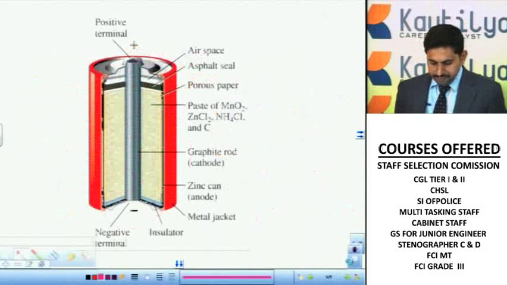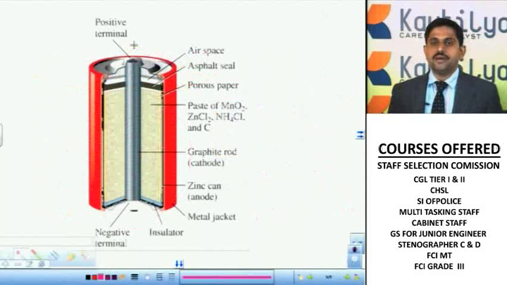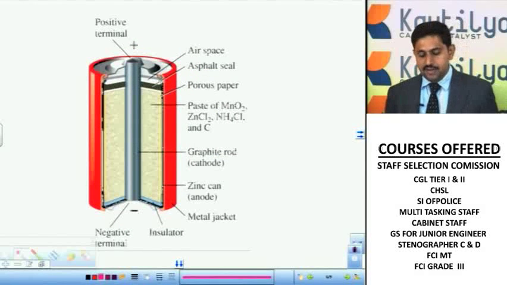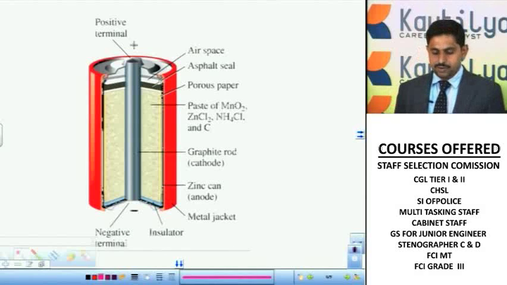Now we'll see some of these batteries called primary batteries. By studying all these things, we have invented different types of batteries. These batteries are classified into two types majorly, primary battery and secondary battery. Primary battery means the battery which is used only one time.